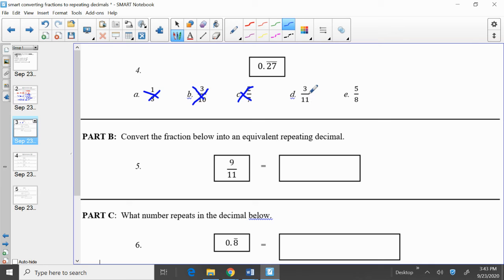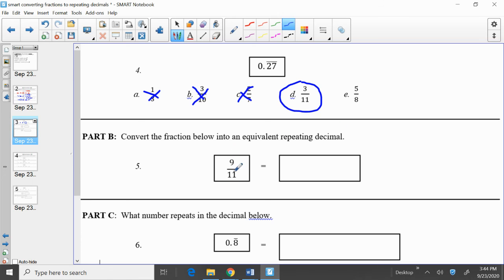equals. That gives me 0.272727. So therefore, this is the answer. Sorry about that cough there. And 5/8, just to try it, 5 divided by 8, that gives me 0.625, so that's not the answer.